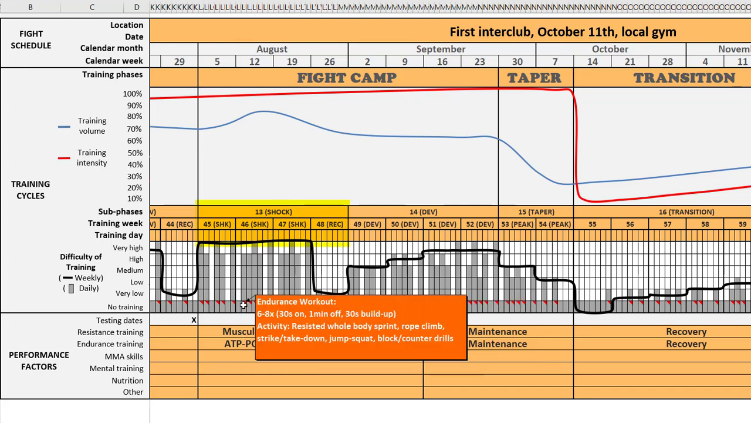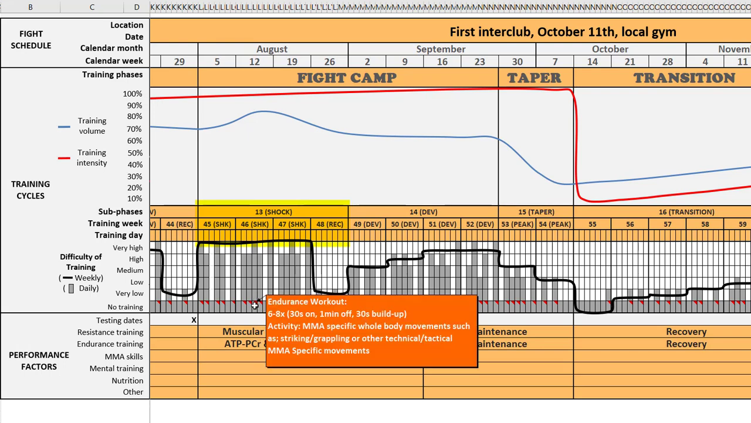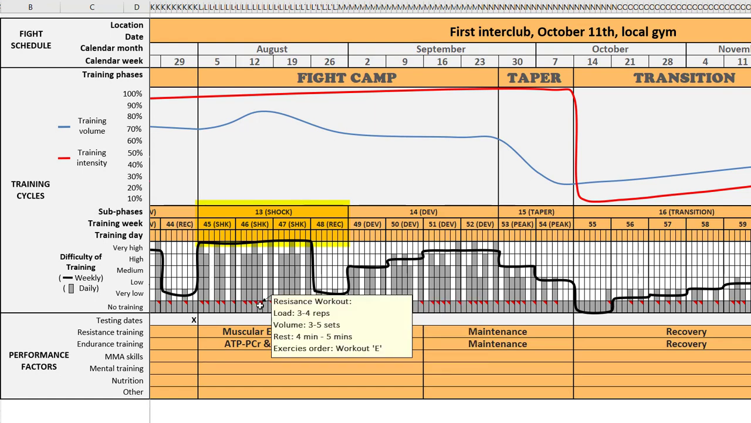As we move into week 46, we have endurance workouts. Here we're doing 6 to 8 30 seconds on, 1 minute off with 30-second buildup. Our first resistance workout is workout A in the 3 to 4 rep range. That means we're focusing on strength in this workout. And then you can see here the same endurance workout. But when we get to our second resistance workout, we're in the 3 to 4 range, but now we're in workout E. So again, it's a power-based workout.